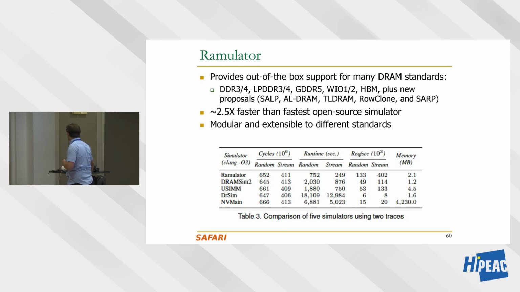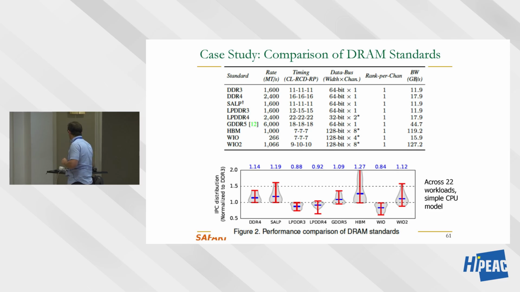So Ramulator is a simulator that's methodical in terms of software design. It provides out-of-the-box support for many DRAM standards, and it's faster than, at the time, the fastest open source simulator, and it's modular and extensible. It's very easy to extend. And this is one example study you can do. You can compare different DRAMs for different applications, and you can see which DRAM is better for your application.